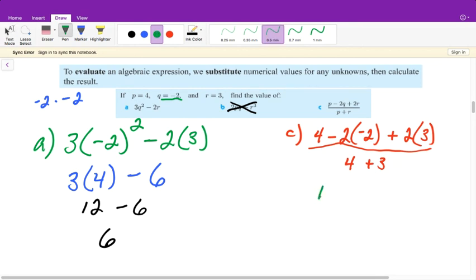So 4, nothing's being done to that yet. -2 times -2 is plus 4. 2 times 3 is 6, so it's plus 6, all over top of 7.